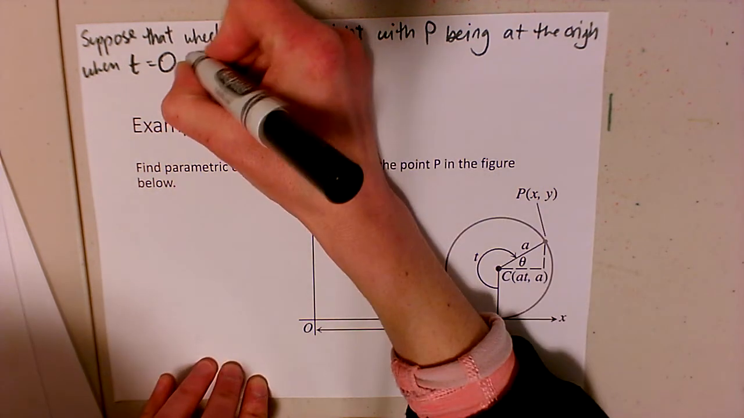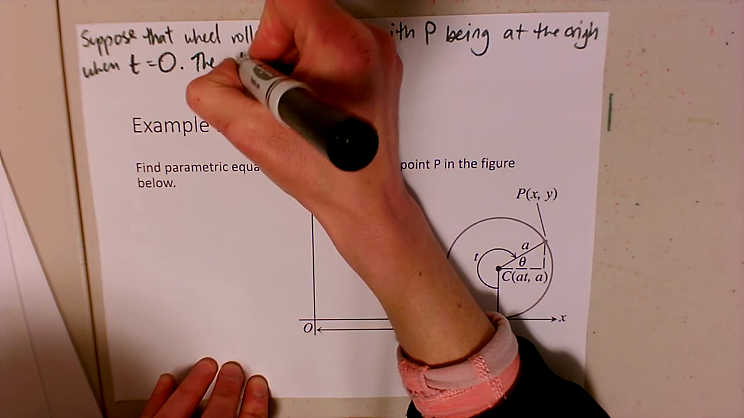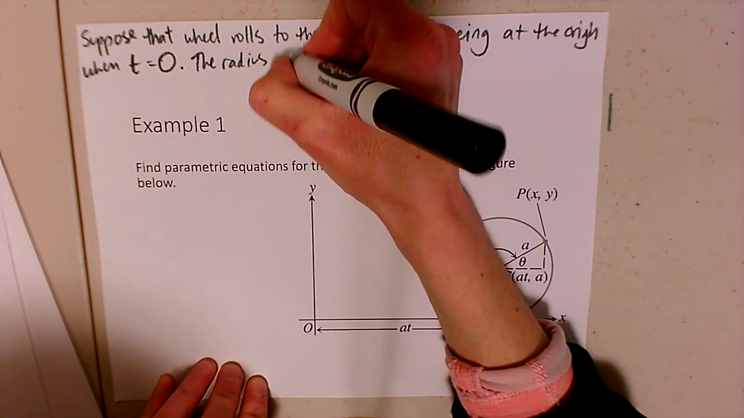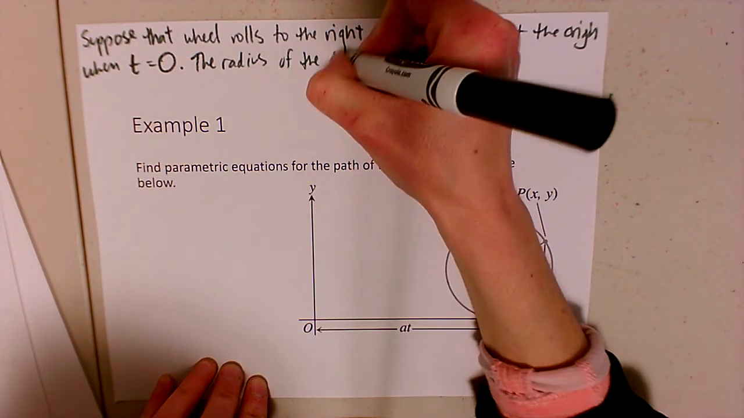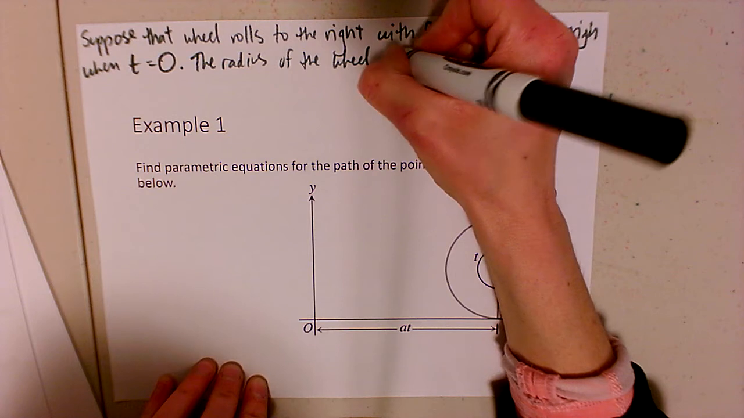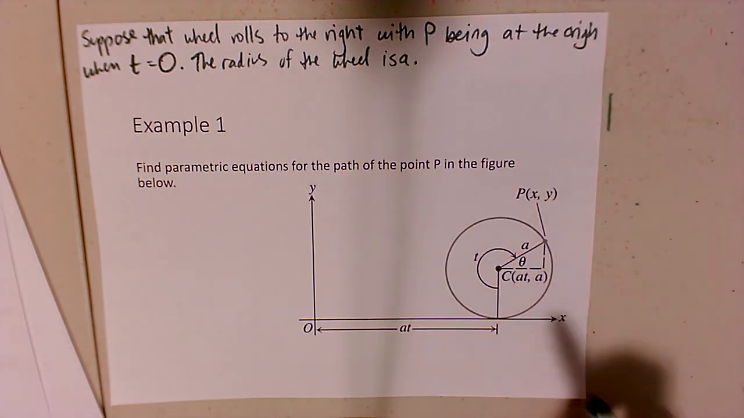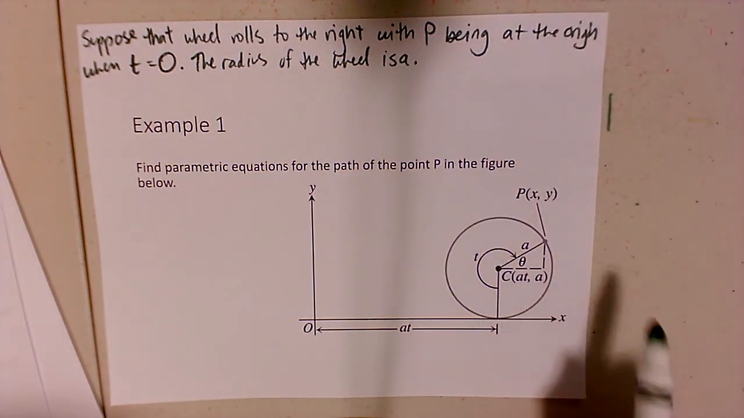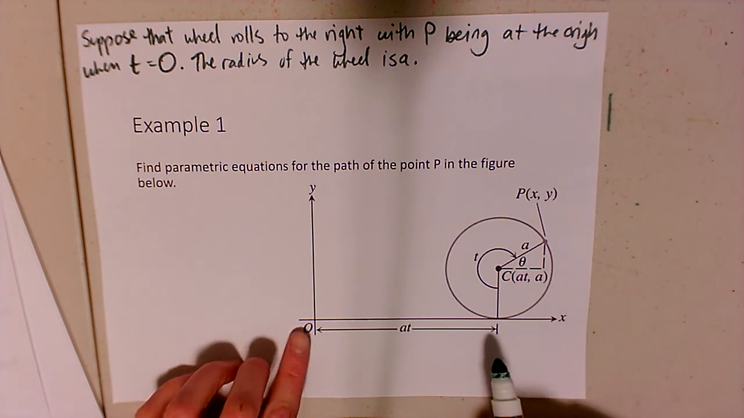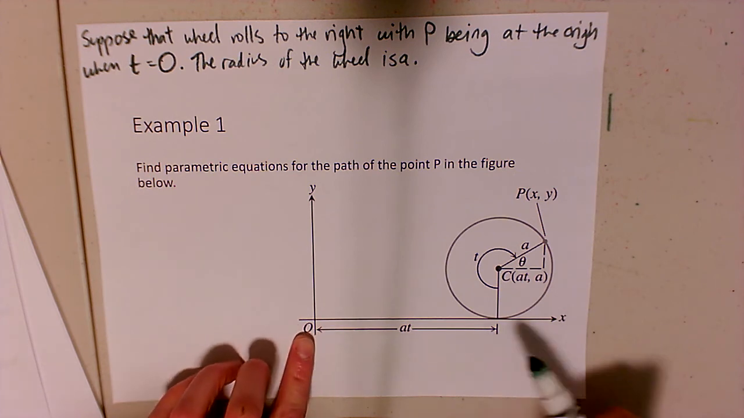So we can say the radius of the wheel is a. So when the wheel has turned t radians, the base of the wheel is going to be a certain distance from the origin, right?